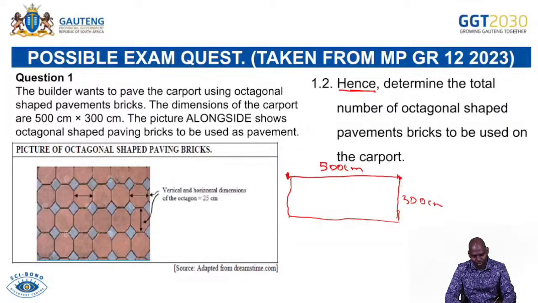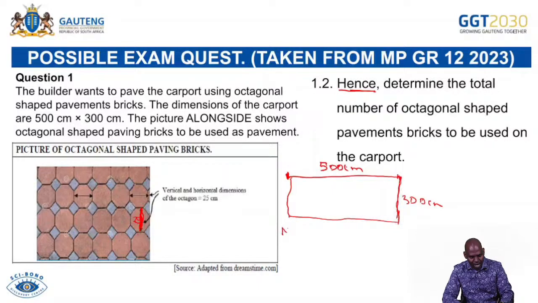Now I want to know how many bricks will fit breadthwise, or widthwise, along the width or along the breadth. The width of the brick is the same. If you look at this, you can see that it's still the same. So if this is 25 centimeters, I want to know how many 25 centimeters are going to fit breadthwise.